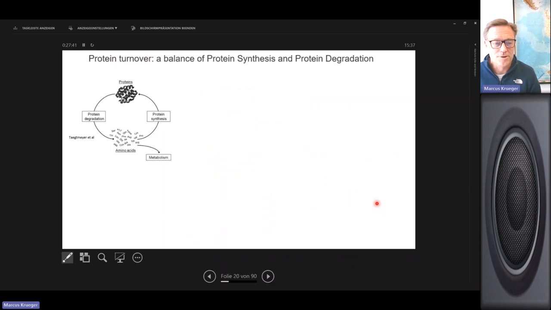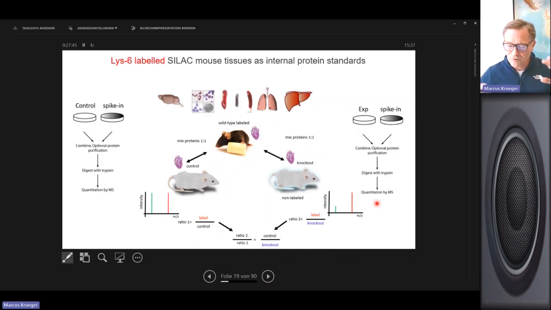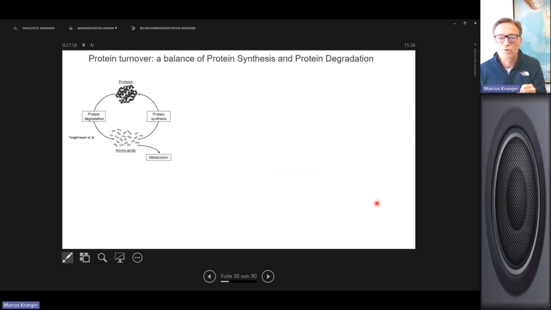Yeah? Good. So, this was a nice technique. We used it a lot, and also in our days, we use it a lot to quantify and to estimate the PTM enrichments. However, another topic for using the lysine 6 labeled mouse is basically to study protein turnover.